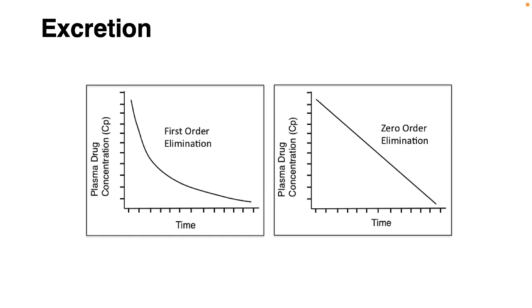Elimination proceeds either exponentially and proportionally to the plasma concentration per unit time. This is termed first-order elimination. Or it proceeds constantly in a linear fashion, and this is termed zero-order elimination.